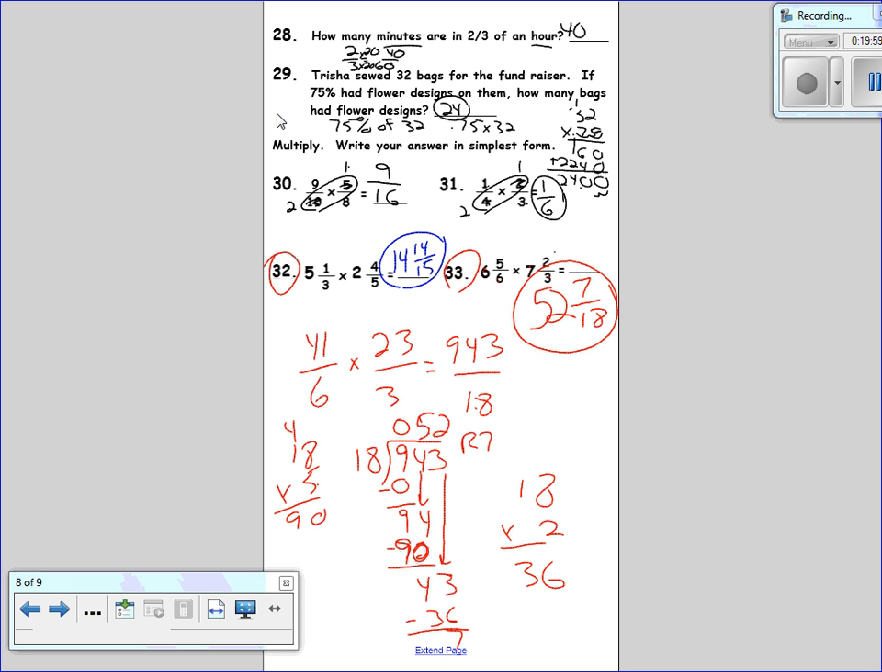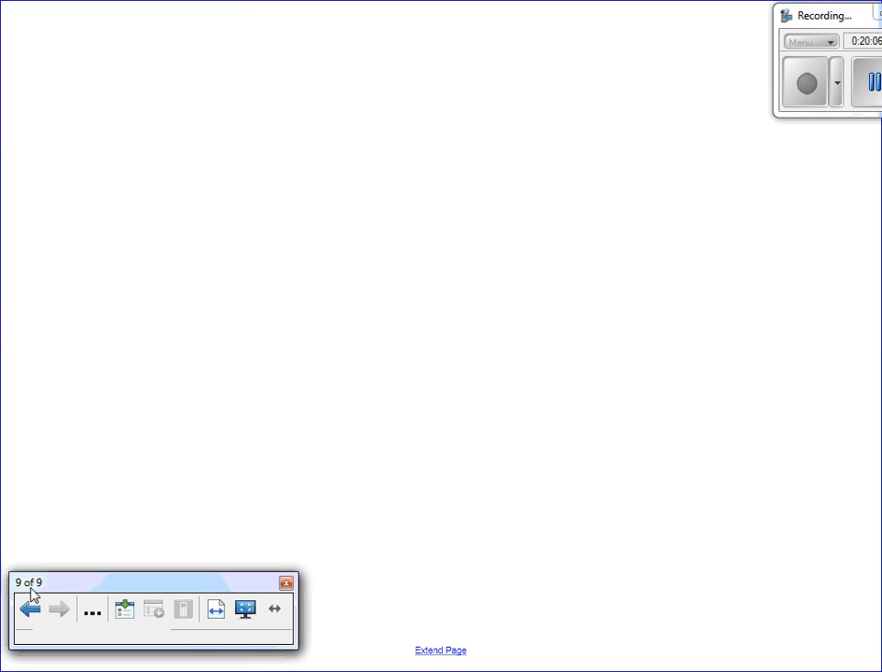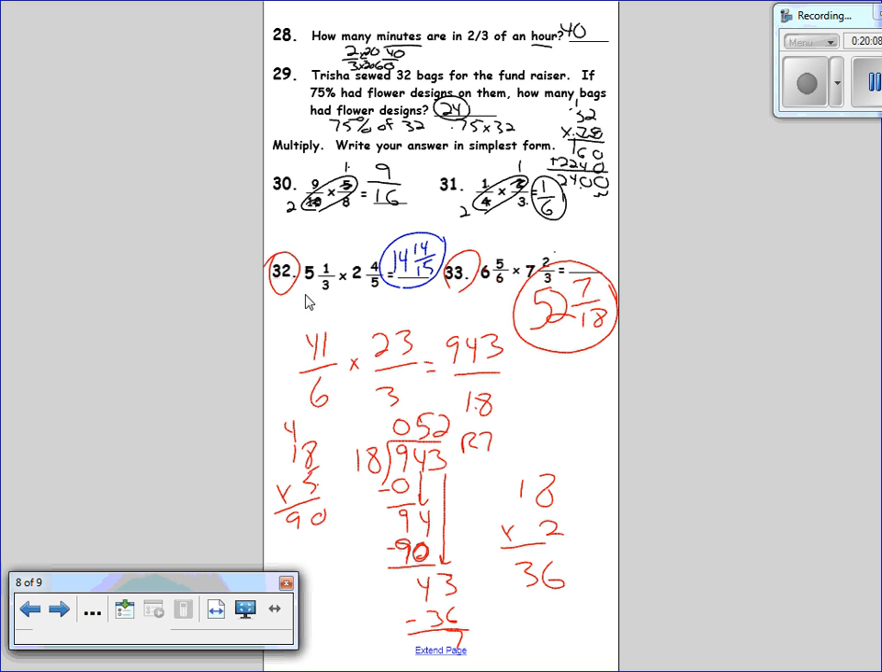It's a nice review for you. Couple challenging problems on this review, but other than that, you're just multiplying fractions, you're adding and subtracting fractions, okay? Good luck, and I look forward to reviewing Unit 8 with you tomorrow in class.